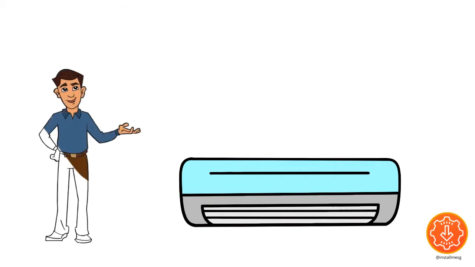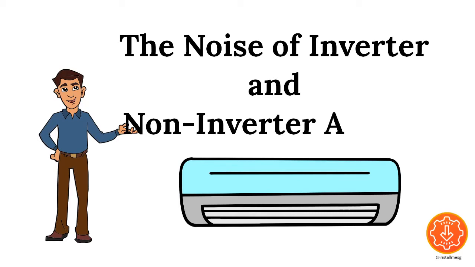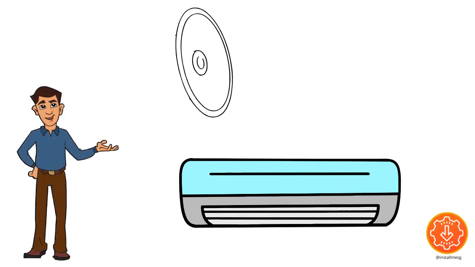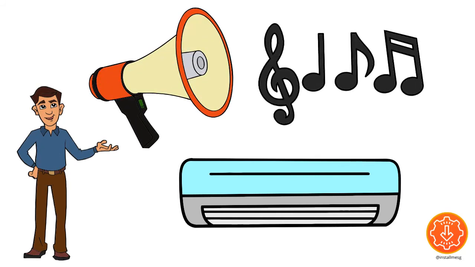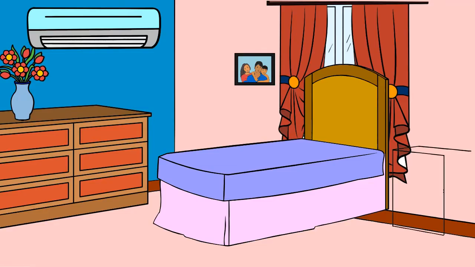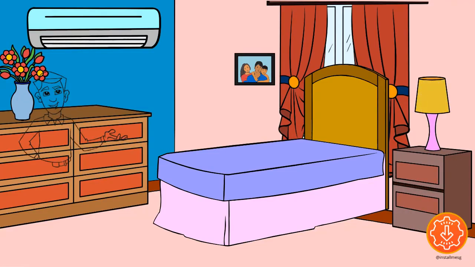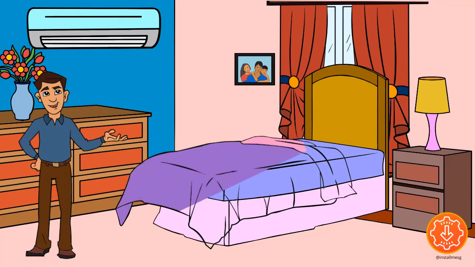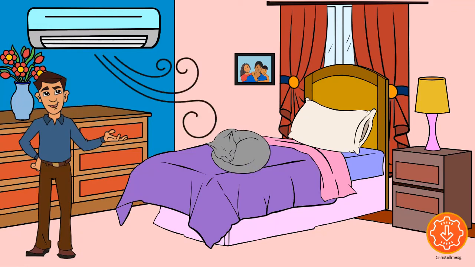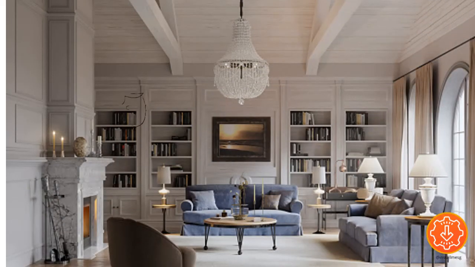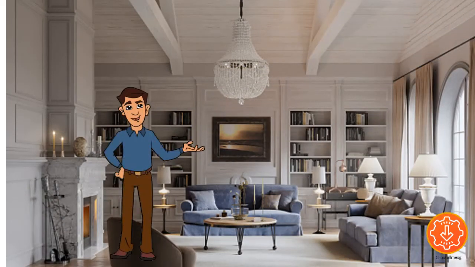Fourth, the noise of inverter and non-inverter aircon. The inverter air conditioner uses less power, so they are much quieter than non-inverter aircon. Their heating and cooling capacity varies depending on the room and outdoor temperature. It avoids turning on and off abruptly. Therefore, there won't be a loud sound. On the other hand, a non-inverter air conditioning is built to activate automatically and turn off every time it reaches a certain temperature. Thereby, it creates a lot more noise than the inverter unit.